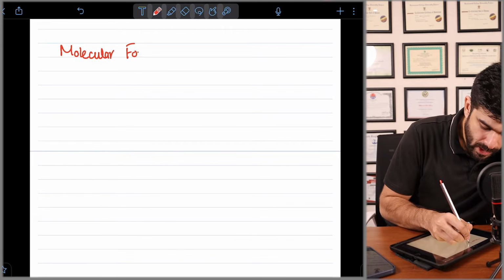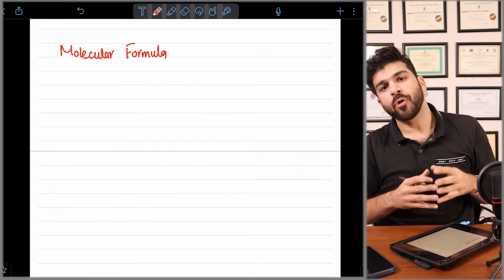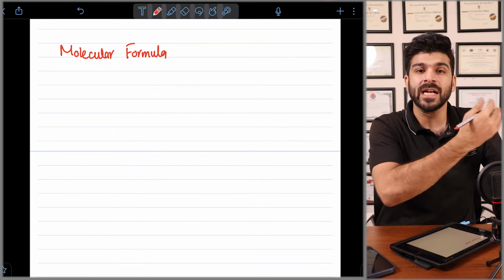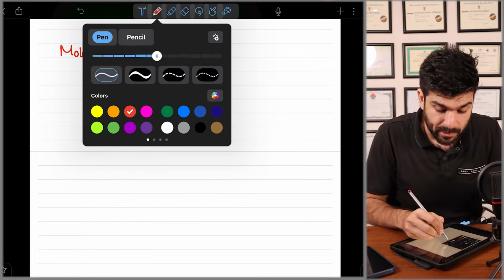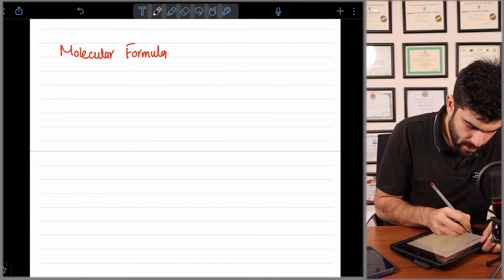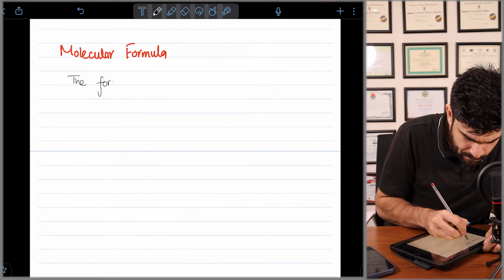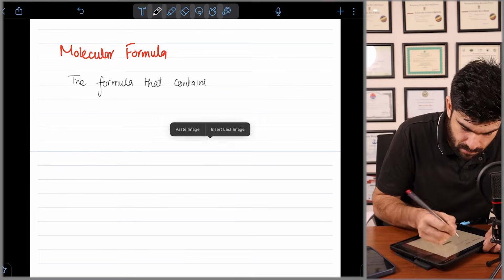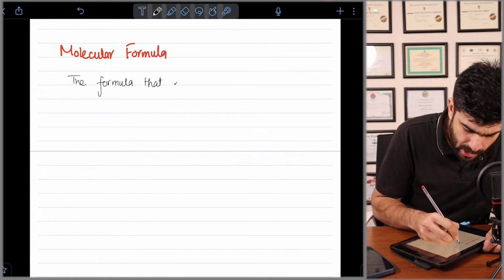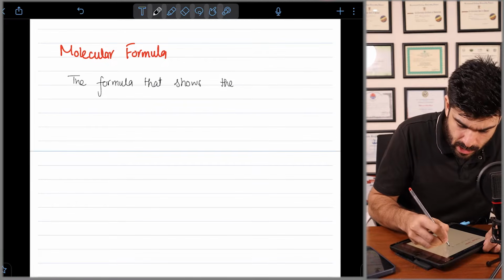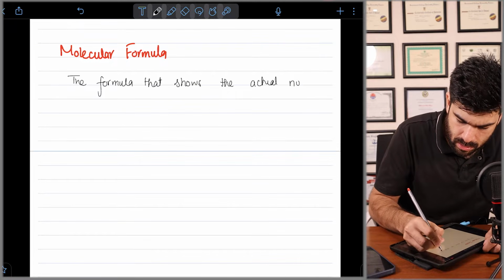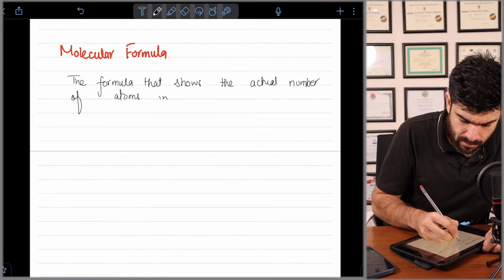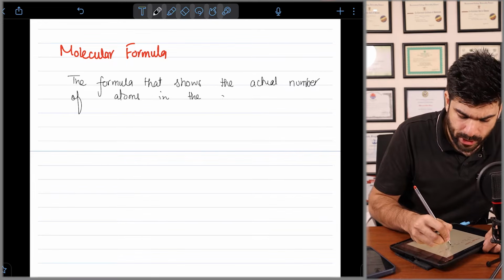So molecular formula. This is the formula that you all know about. This is the formula which we normally use when we are writing a formula. If you have to define the molecular formula, you will just say: the formula that shows the actual number of atoms in a molecule.